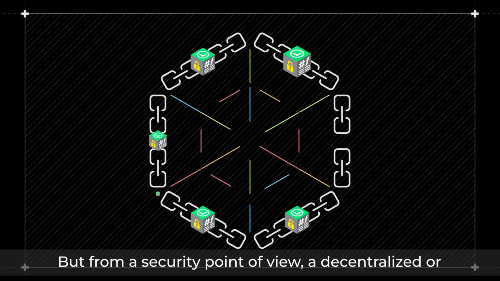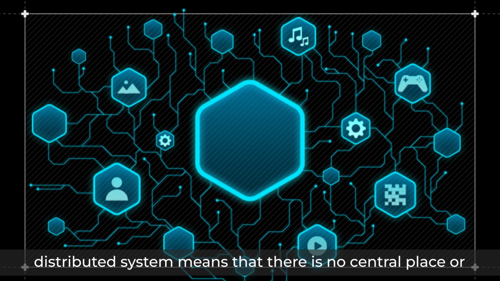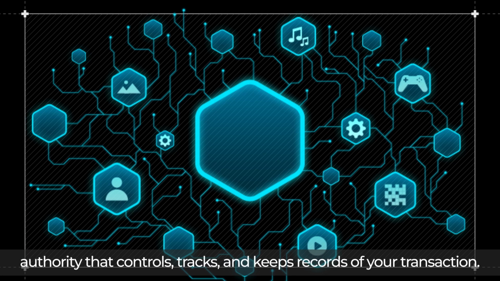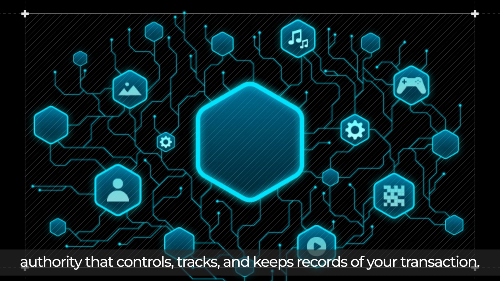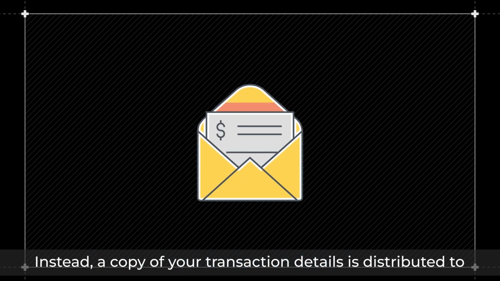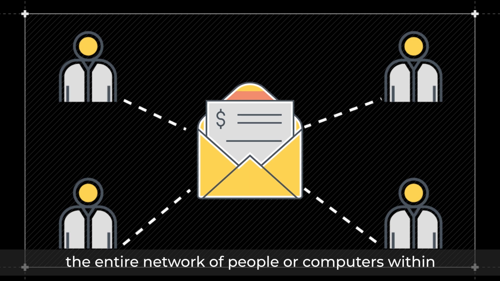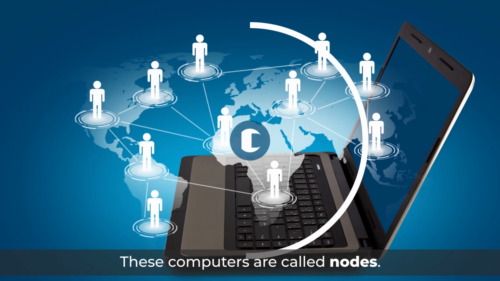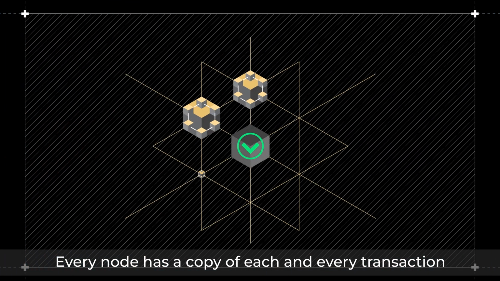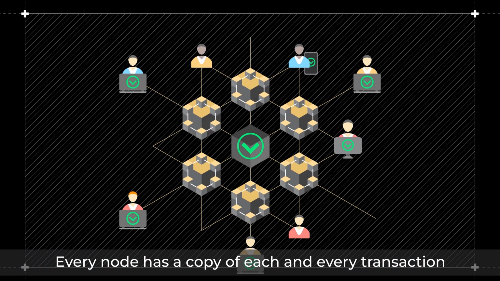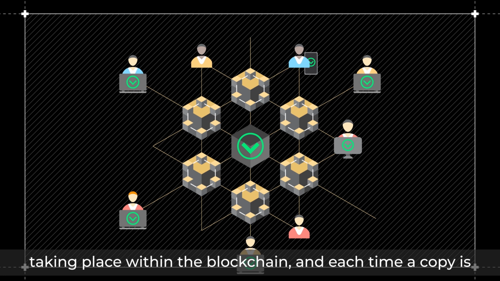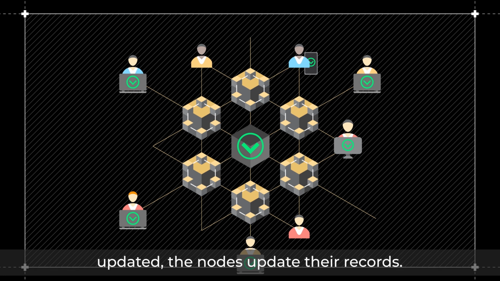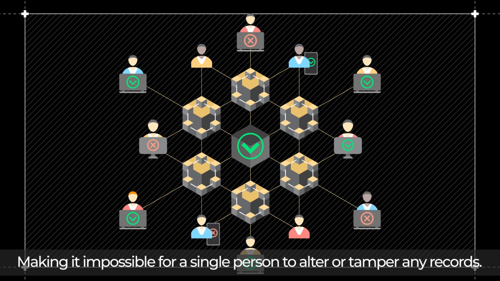But from the security point of view, a decentralized or a distributed system means that there is no central place or authority that controls, tracks, and keeps record of your transactions. Instead, a copy of your transaction details are distributed to the entire network of people or computers within the blockchain network. These computers are called nodes. Every node has a copy of each and every transaction taking place within the blockchain, and each time a copy is updated, the node updates its records, making it impossible for a person to alter or tamper any records.